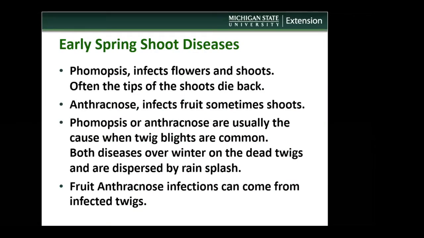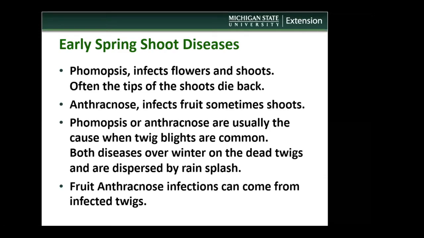So the early season spring shoot diseases, Phomopsis generally seems to infect the flowers and the shoots. It often starts at the tips of the shoots that will die back, or we'll see buds that we think were infected last fall or buds that are infected early this spring. Anthracnose we think of more as a fruit rot disease, but it also sometimes infects the shoots. And so it's kind of galling, and I'll come back to that. I'm going to talk about each of these diseases individually. And so generally, it's either Phomopsis or Anthracnose that's the cause when we've got a lot of twig blights.